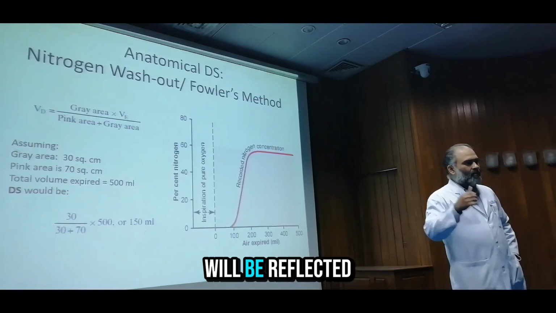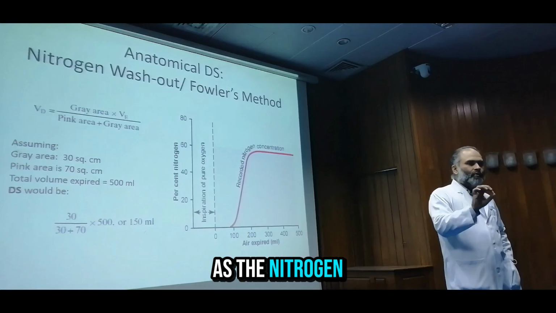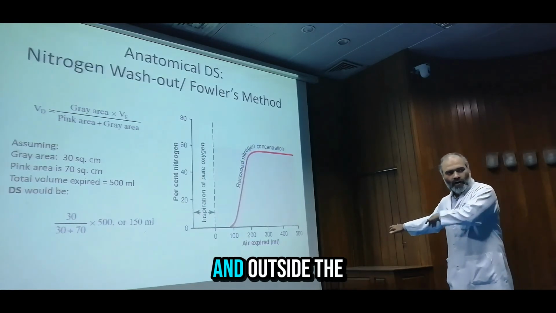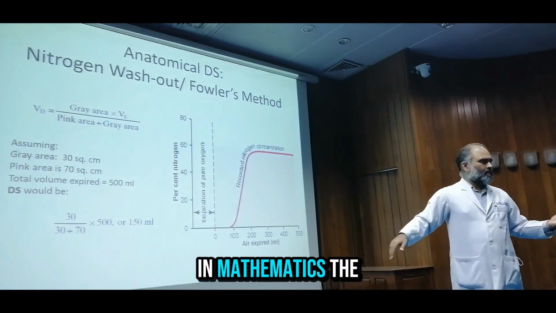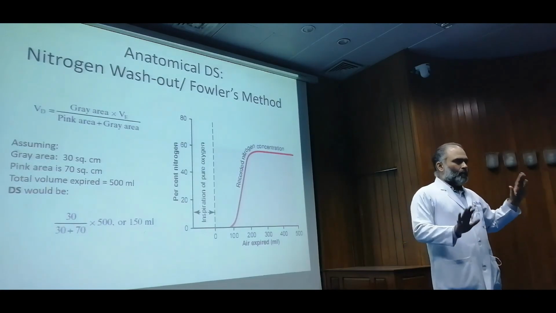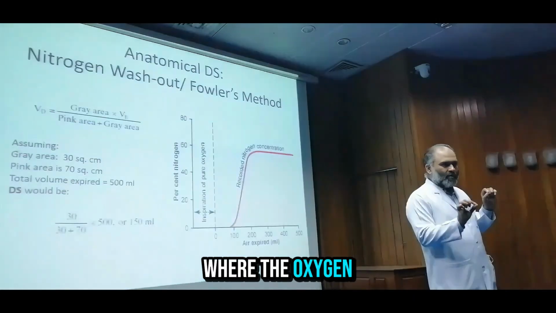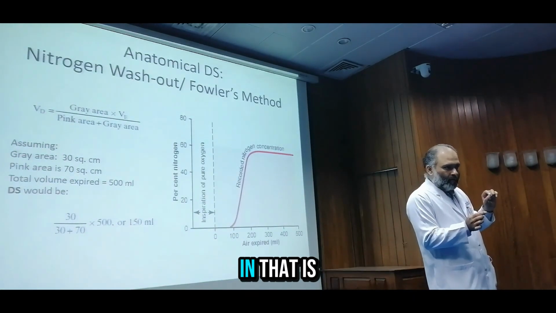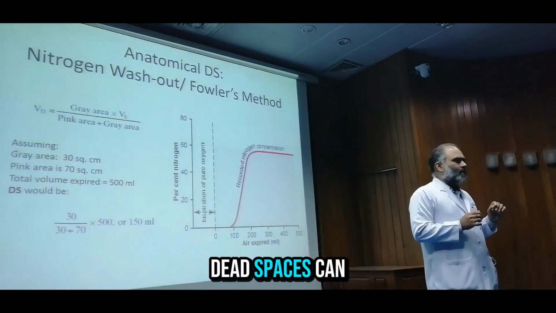That part will be reflected in this graph, and from that part you can calculate, and as soon as the nitrogen comes up, you calculate the area under the curve and outside the curve. You probably have read these terms in mathematics. The area under the curve, and then there is the area outside the curve. From these two areas, you calculate exactly where the 100% oxygen coming out stopped and nitrogen started to come in. That is the point of the dead space. That's how dead space is calculated.